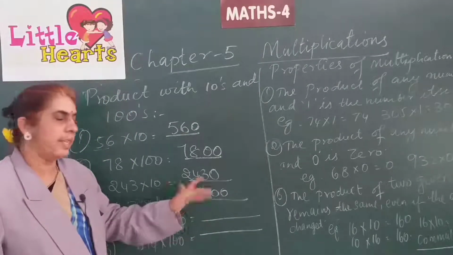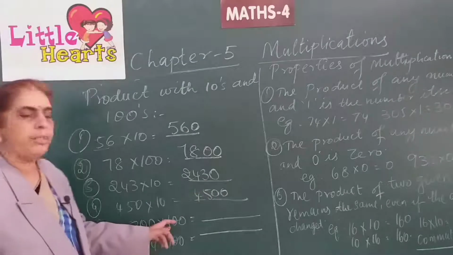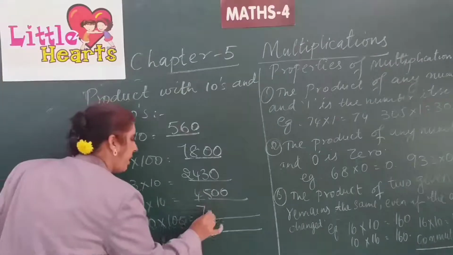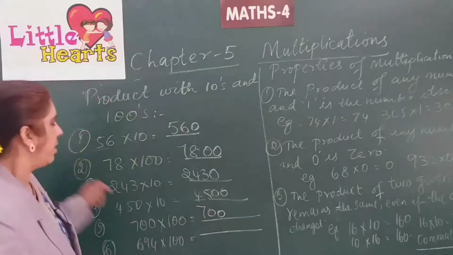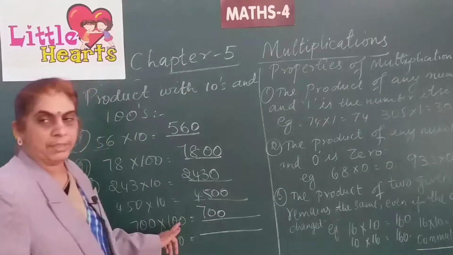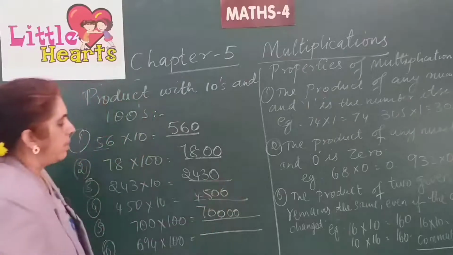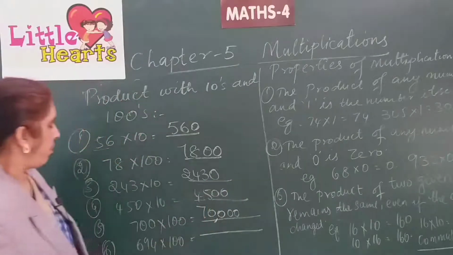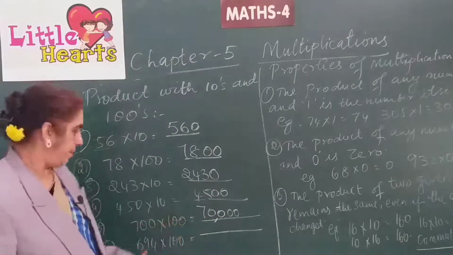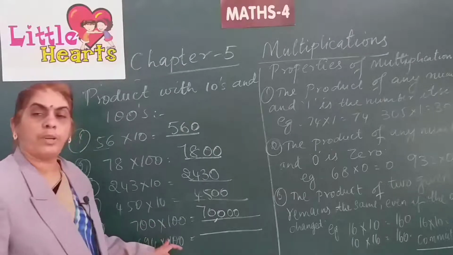4500 is the answer. 700 into 100. The given number is 700 followed by 2 zeros as we are multiplying it by 100. There is no confusion. 70,000 will be the product of 700 into 100. 694 into 100.